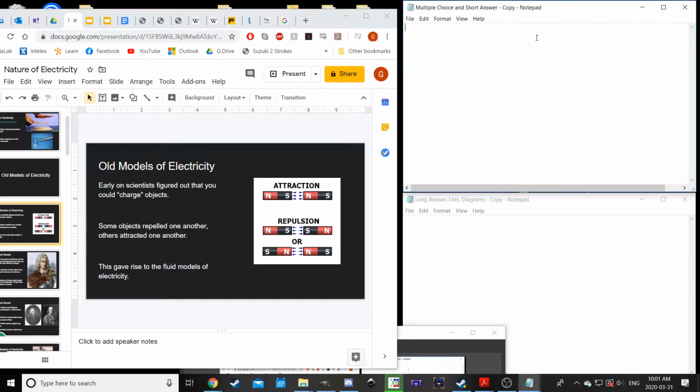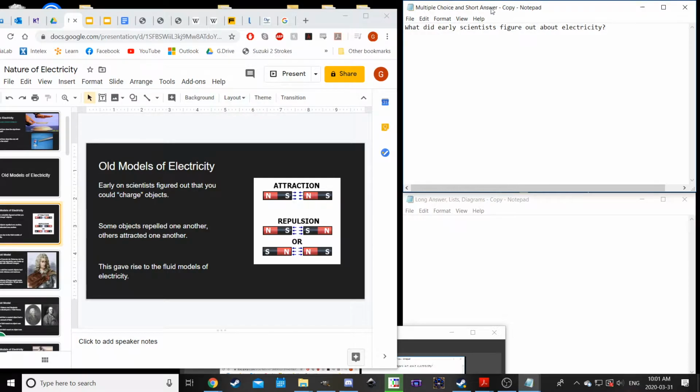We're going to take this first slide. There's not a ton of questions you can pull from here. It says early on scientists figured out you could charge objects. So maybe you could ask, what did early scientists figure out about electricity? Maybe as a short answer question.